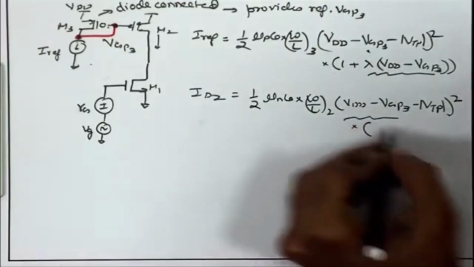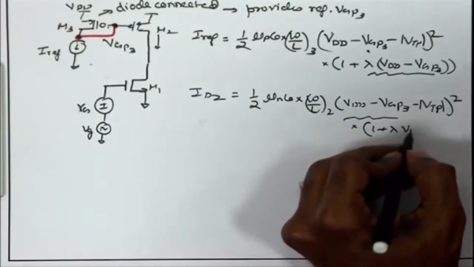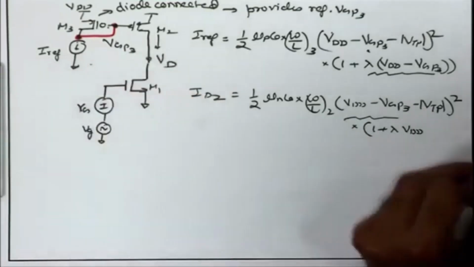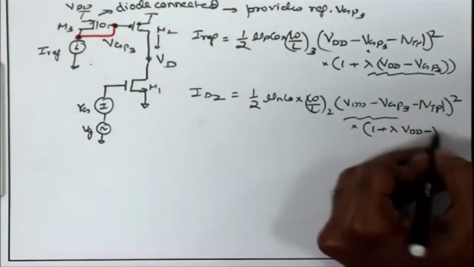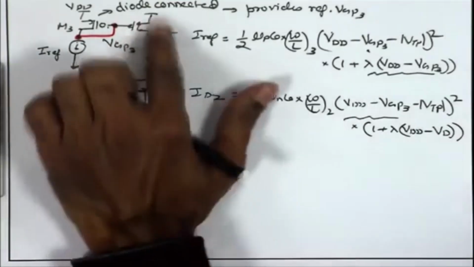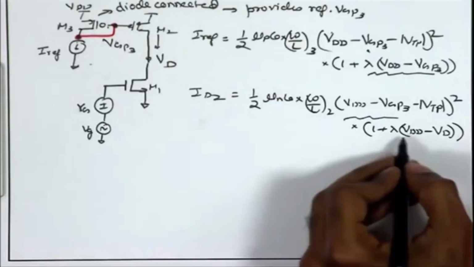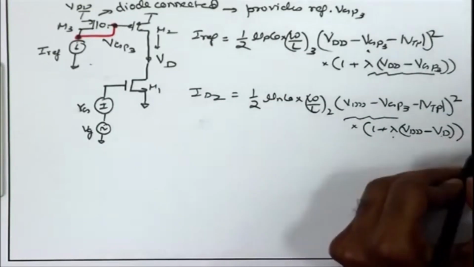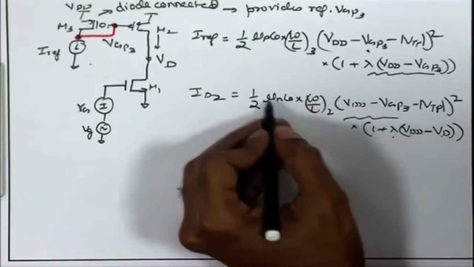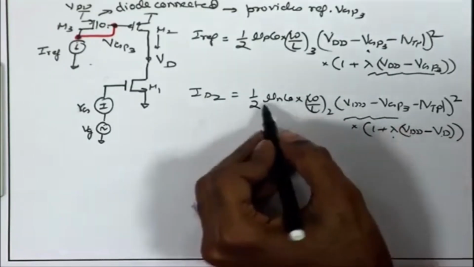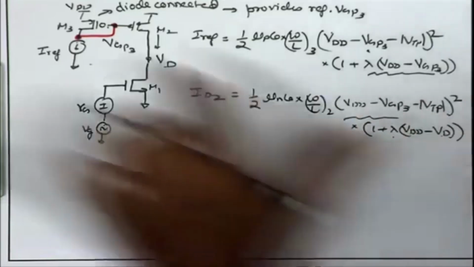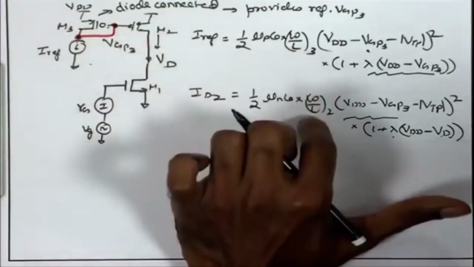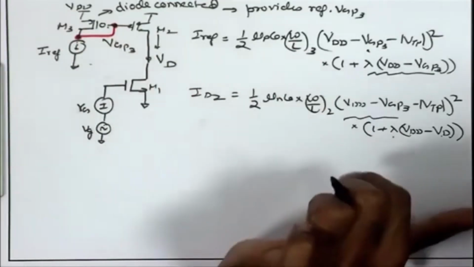And of course, you have the dependency on output voltage, 1 plus lambda times VDD minus Vd, let me call this Vd, because this is the Vsd for M2. So, as long as this lambda is small and VDD minus Vd is not too large, we can approximate this total current as just the first term, the quadratic term, and therefore, it is just going to mirror the current in M3, the mirroring ratio being given by the ratio of W by L for M2 and M3.